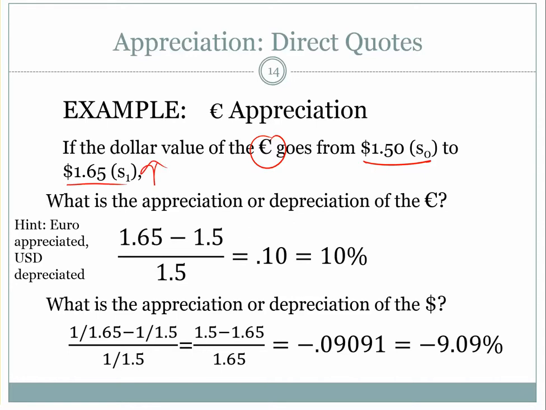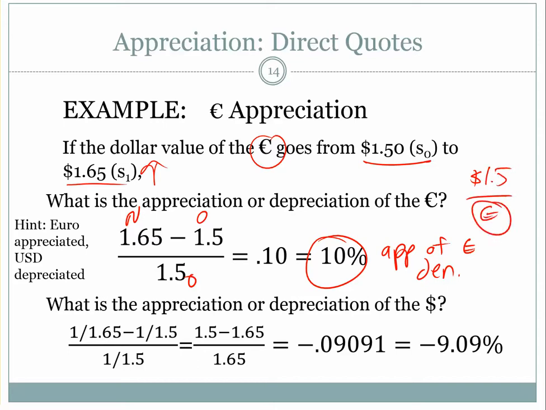And you say, well, what was the appreciation of the euro? Because I want to see how much more my euro revenue is worth as an American. Well, I'll just take the new exchange rate minus the old over the old. 165 minus 150 over 150. That's a 10% appreciation of the euro, the denominator currency. Remember, $1.50 per euro. Euro's the denominator.